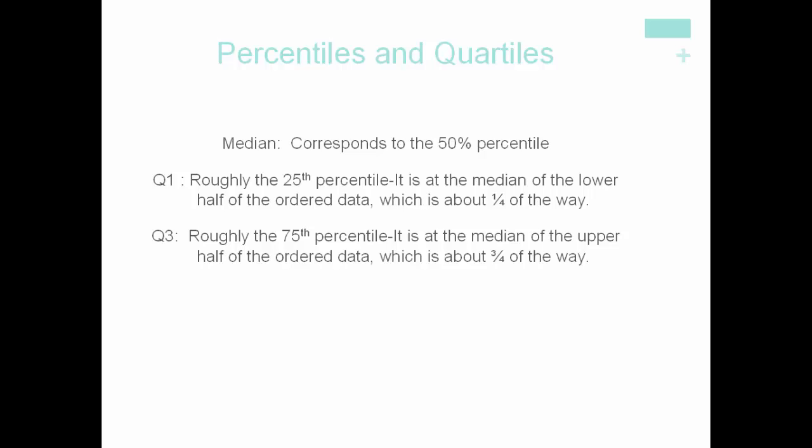Percentiles and quartiles are very much related. Remember that the median corresponds to about the 50th percentile, about halfway. The 25th percentile is roughly the median of the lower half of the ordered data, about a quarter of the way through the data, which tells us Q1 is about the 25th percentile. Q3 is roughly the 75th percentile because it is the median of the upper half of the ordered data, which is about 3/4 of the way, and we know that 3/4 is roughly 75%.